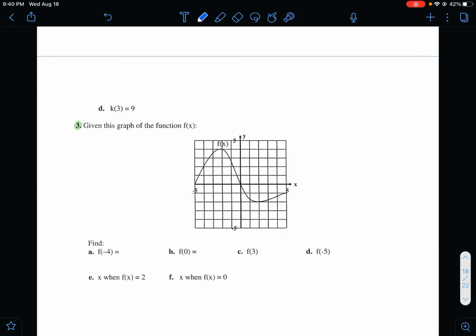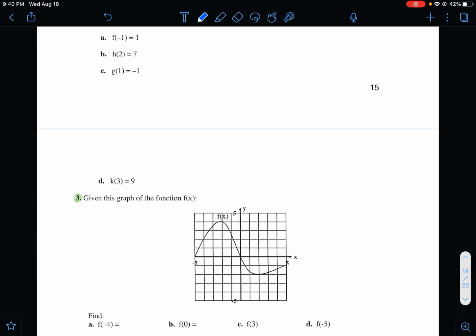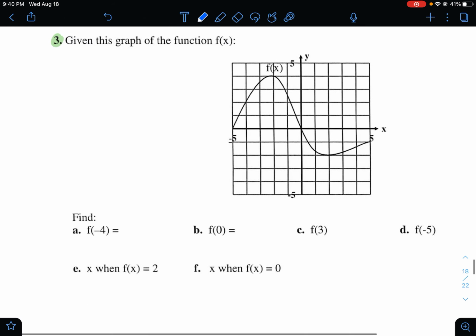And I got one more. So go ahead and scroll to page 16 real quick. I want to do a couple of these with you, because I think these always trip people up.